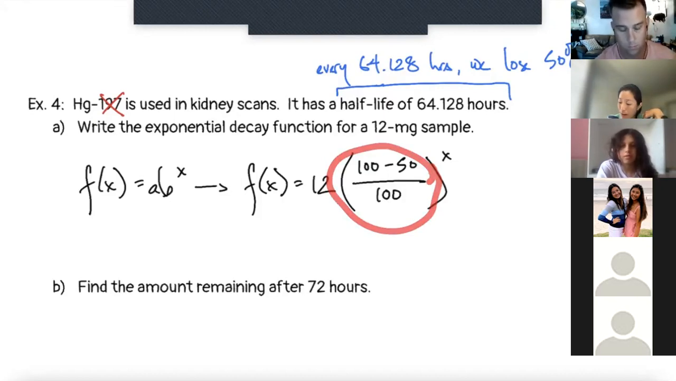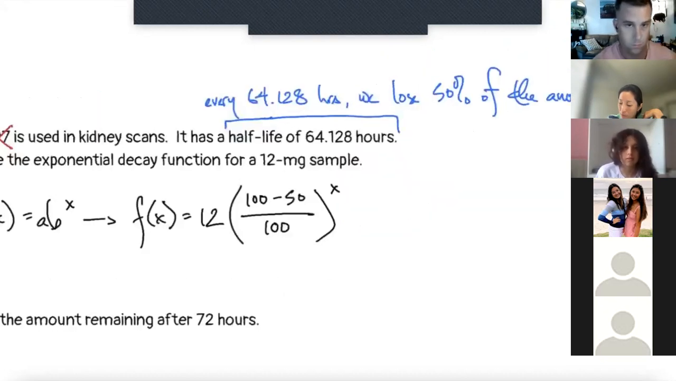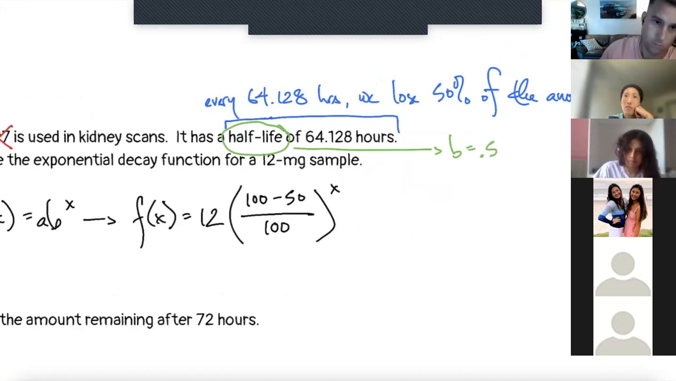So if you don't want to write that every time, one shortcut that's kind of nice is that when you see a half-life, you know that B equals 0.5. When you see a half-life, you know that B equals 0.5. That's just because you're losing 50% every time, and so you always end up with 0.5.